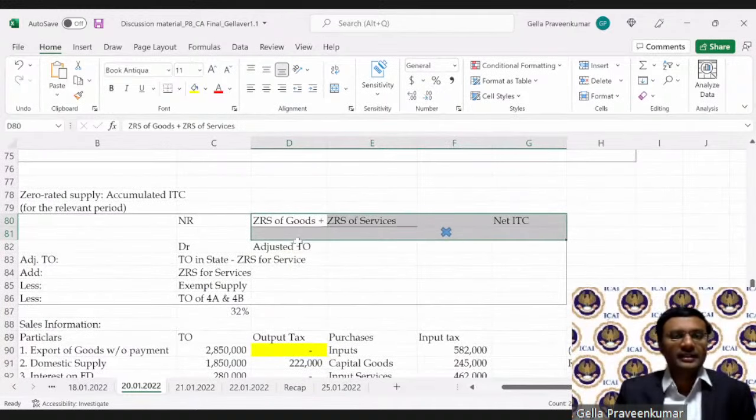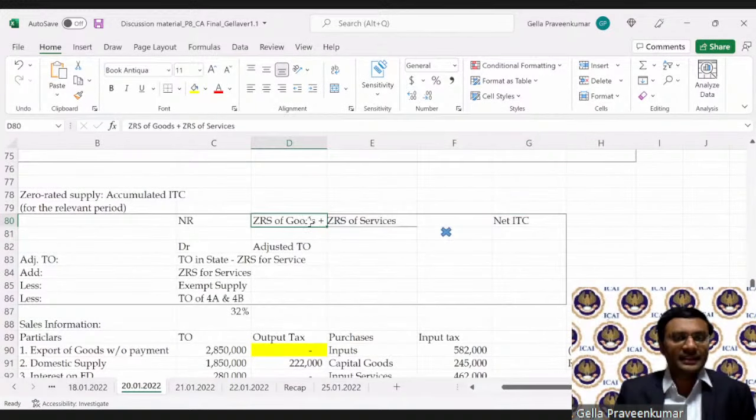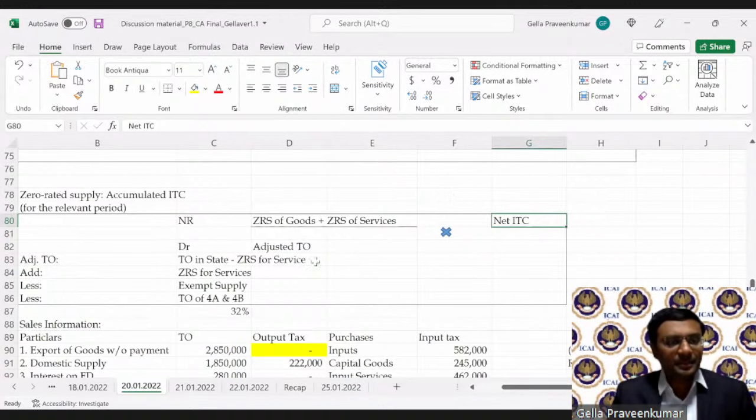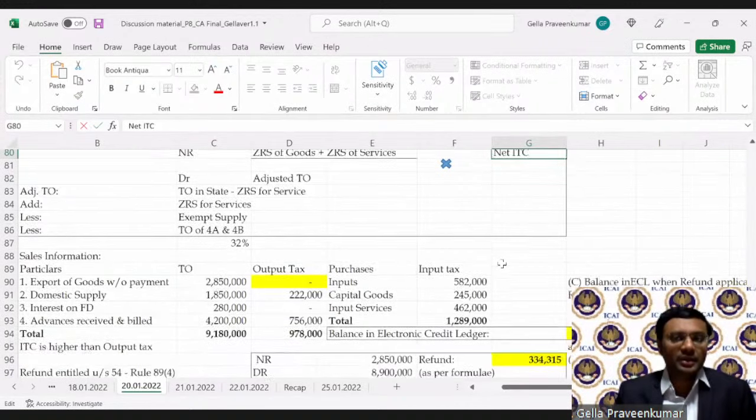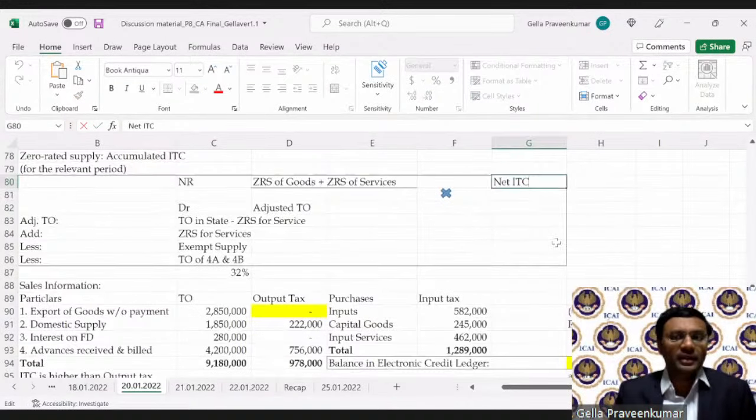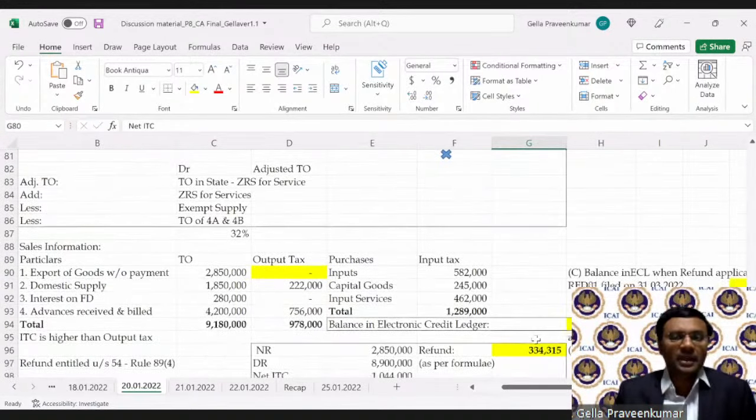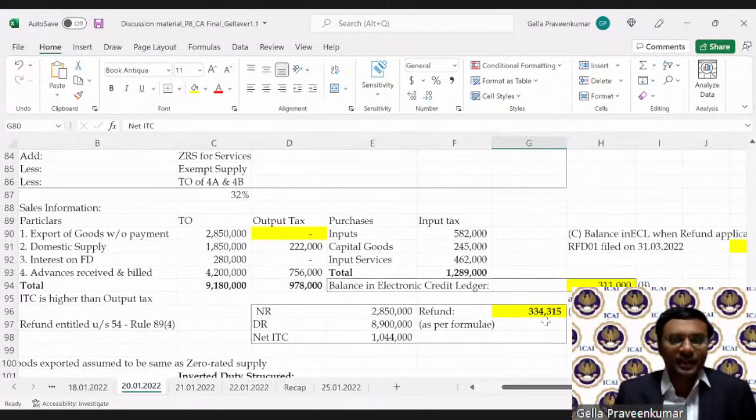Yeah. Zero-rated supply of goods or services, this is my numerator. Adjusted turnover is my denominator, multiplied by net ITC. So my net ITC includes inputs and input services. This is what we need to keep in mind. This net ITC shall not include capital goods. If you refer to the formula, we have solved a problem. When we were looking at this problem, total input tax credit is 12,89,000.